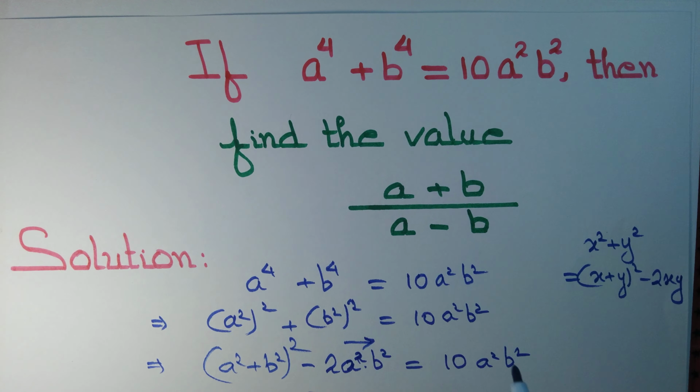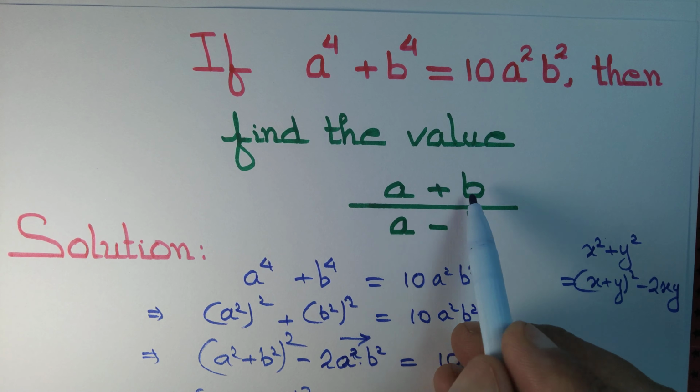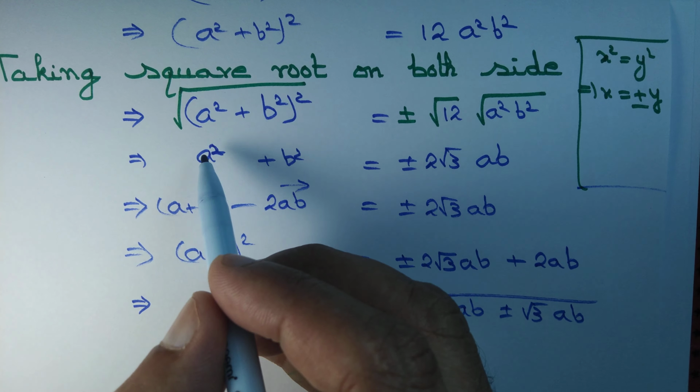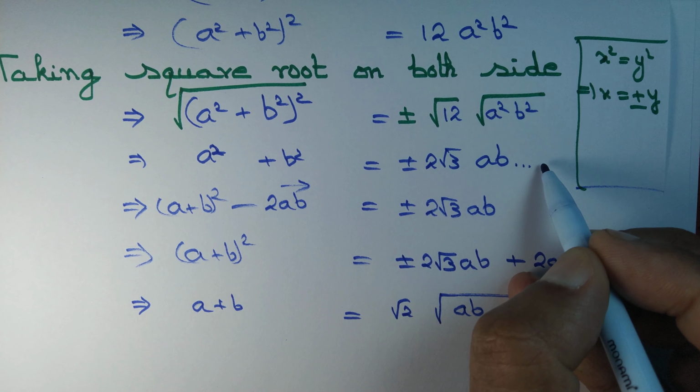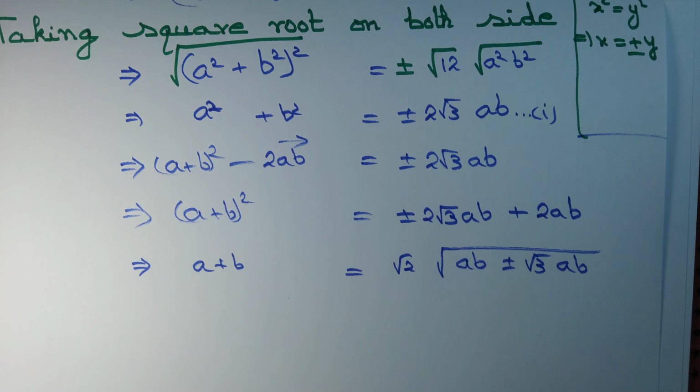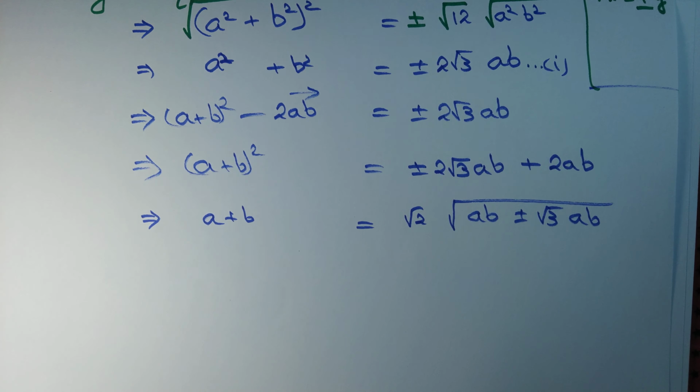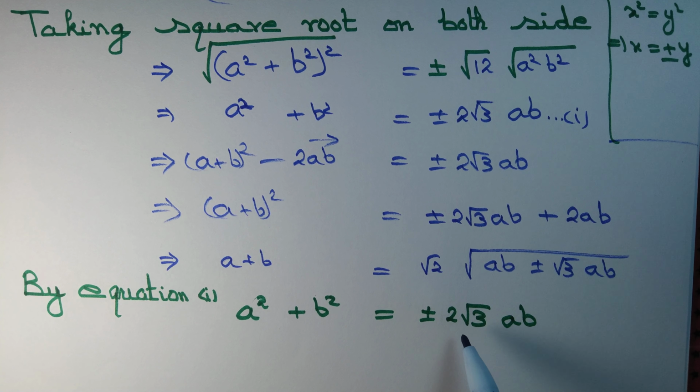But we don't want simply a plus b. We want a minus b as well. So let's do it. In order to do so, let's write this one as equation 1. So by equation 1, a square plus b square equal to plus minus 2 root 3 times ab. Is there some formula that connects a square plus b square and a minus b?